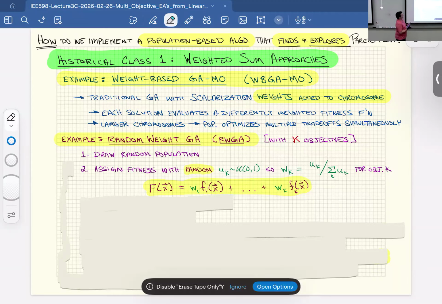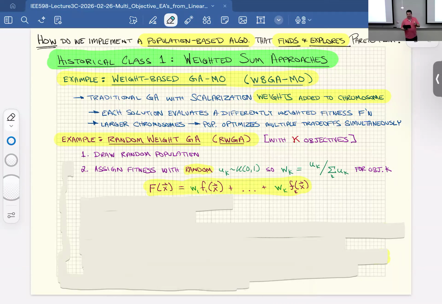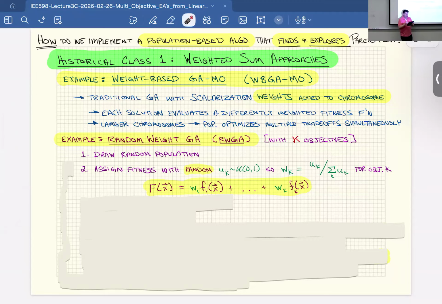And so the idea here is you're going to draw a random population like you do with a normal GA. But a critical thing here is that when you calculate fitness for this generation, and only this generation, because you're going to iterate and then do it differently, you're going to draw a random weight vector. So for each one of our K objectives, we draw a random number between 0 and 1. We normalize them to the sum of those so that we get a bunch of weights, which all add up to 1.